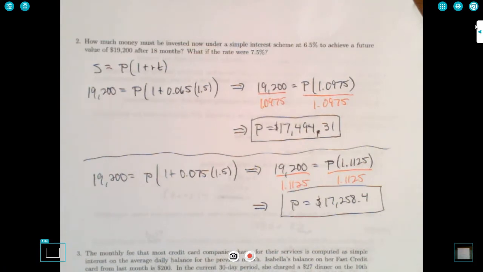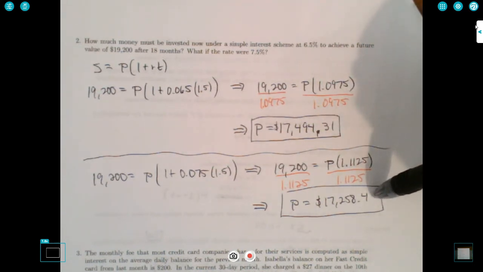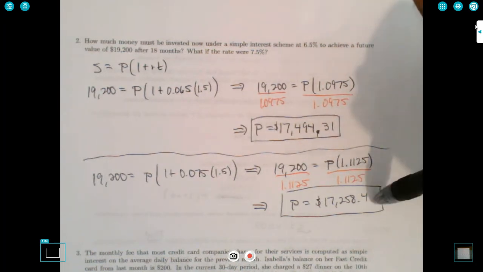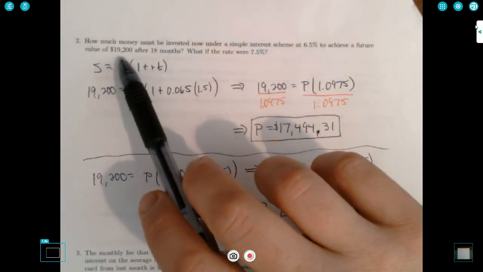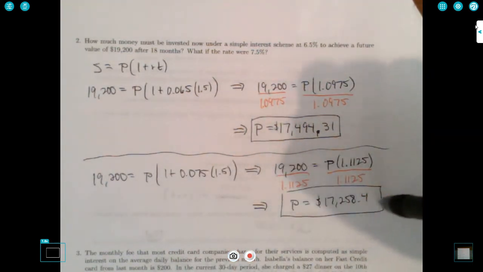Right? And again, it's good to make sure that this jives with our sense of logic and order, right? Because if the interest rate is larger, then I can afford to put less money into the account, right? So notice that this is less than that, because here my interest rate was 7.5% and here it was only 6.5%, right? And in both cases, I'm trying to get up to $19,200 in 18 months. So it makes sense that if my interest rate is larger, my principal can be smaller.